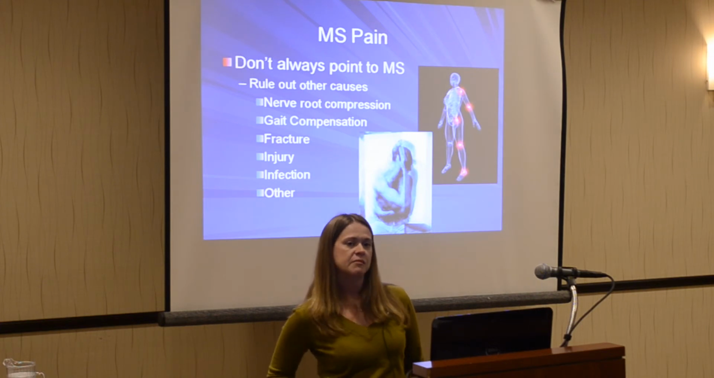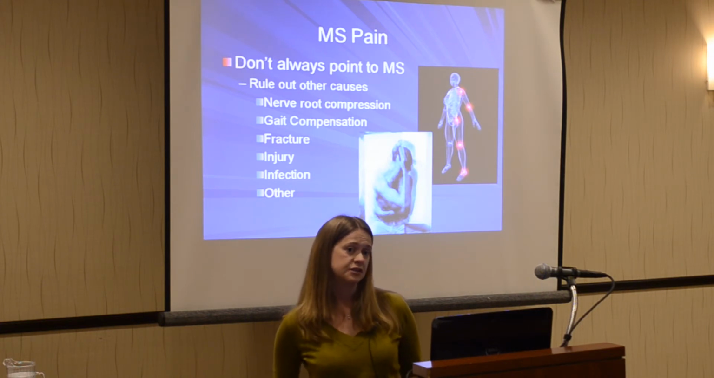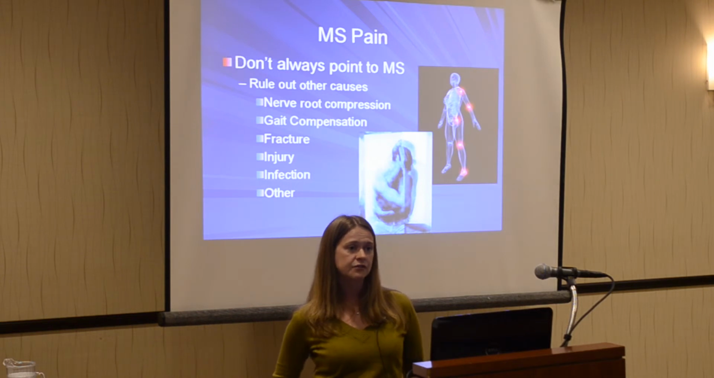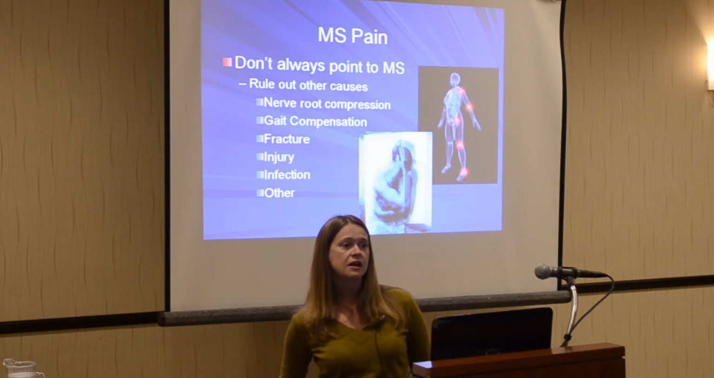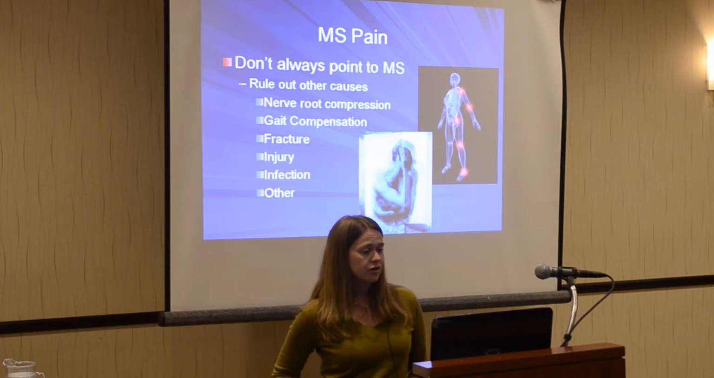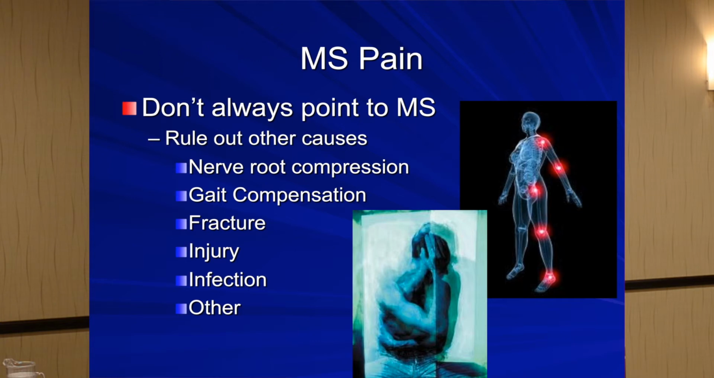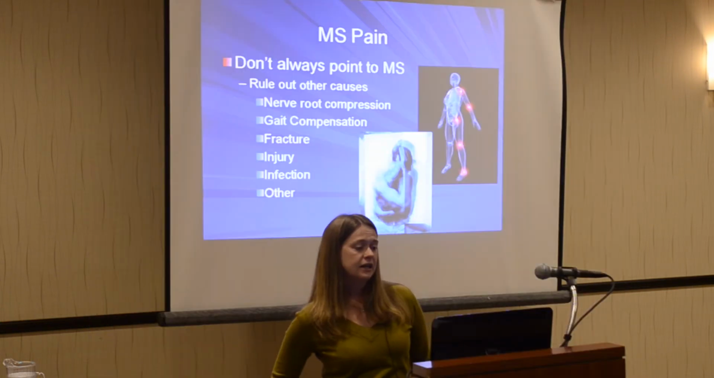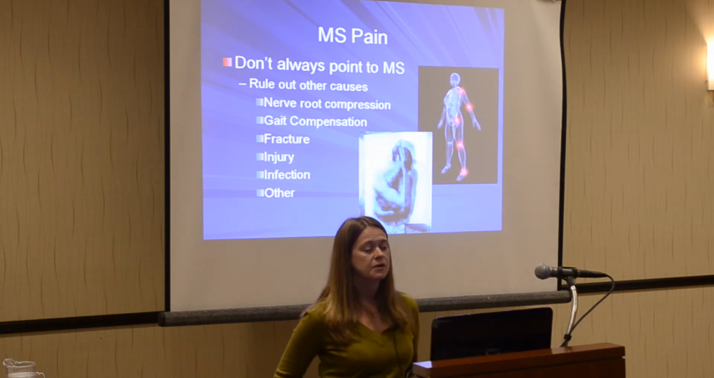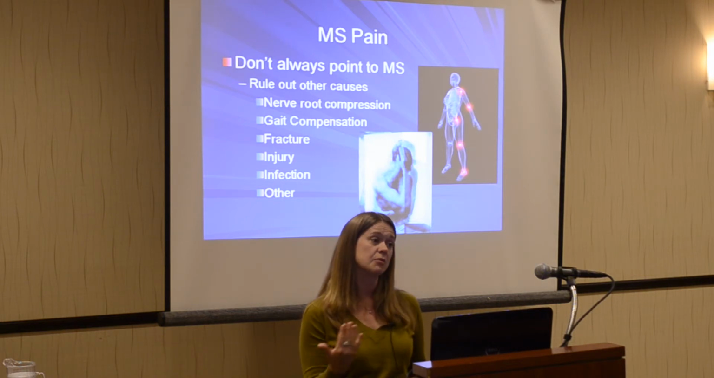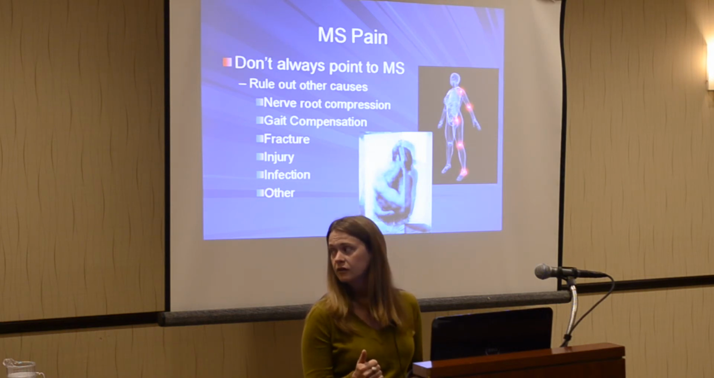Don't always point to MS. We can blame a lot of pain on MS, this is true, but not always. So you have to kind of look at the whole person and everything that is going on. Some other causes of pain would be a nerve root compression from a bulging disc that can cause very similar pain. Gait compensation. So if you're weak on one side of your body, over time your body can have some secondary musculoskeletal changes from your MS, but it's not a primary reason for the pain.